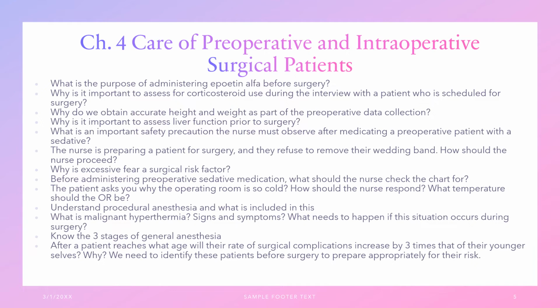What is malignant hyperthermia? Signs and symptoms? What needs to happen if this situation occurs during surgery? We can find this information on page 80. Malignant hyperthermia is an inherited disorder. In patients with malignant hyperthermia, muscle metabolism and heat production will increase rapidly and uncontrollably in response to the stress of surgery and some anesthetic agents. Fever, tachycardia, cyanosis, tachypnea, muscle rigidity, diaphoresis, hypotension, and irregular heart rate can develop. If this is not treated quickly, cardiac arrest can occur.